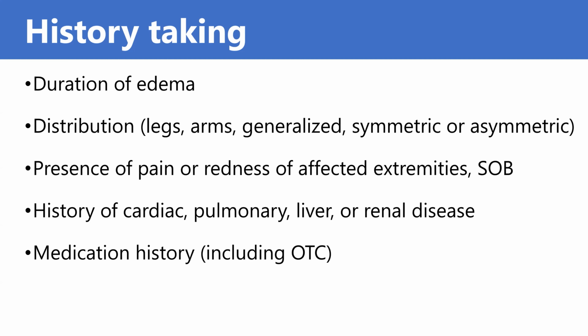Ask about the presence of pain or redness of affected extremities, and also ask about abdominal distension that might indicate the presence of ascites with liver function disorder. A history of cardiac, pulmonary, liver, and renal disease, including risk factors for each, is obviously very important. And finally, take a good medication history, and we should include over-the-counter meds.